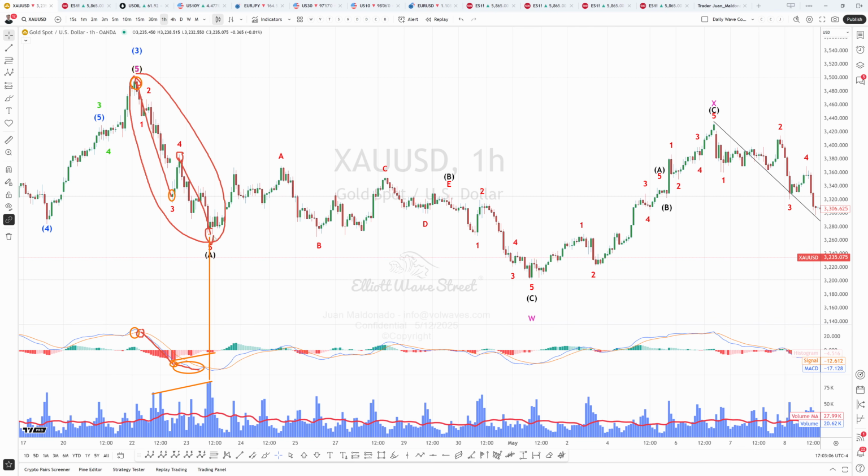After that, as we can see, the price goes sideways. So we have sideways price after that. I'm calling this a triangle in this case. And the next trade is quite clear.